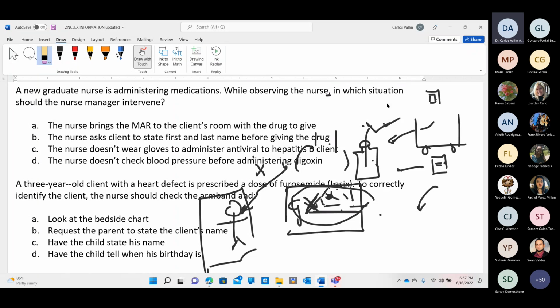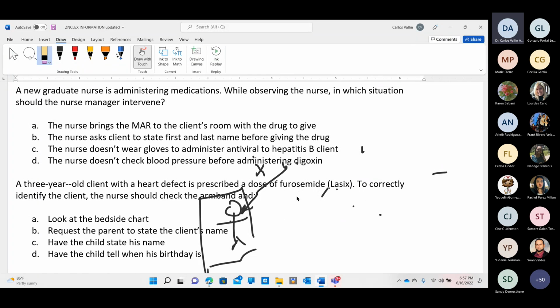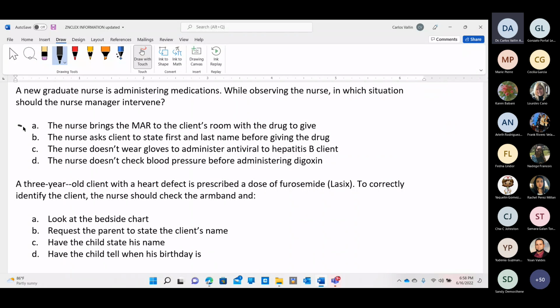Okay, so it is a reinforcement because I saw the question of how many times you need to check the order or the MAR before giving a medication: 3 times. I see this question as one in which this basic nursing understanding needs to be very clear. So we can eliminate this because this is correct, and I agree with that.